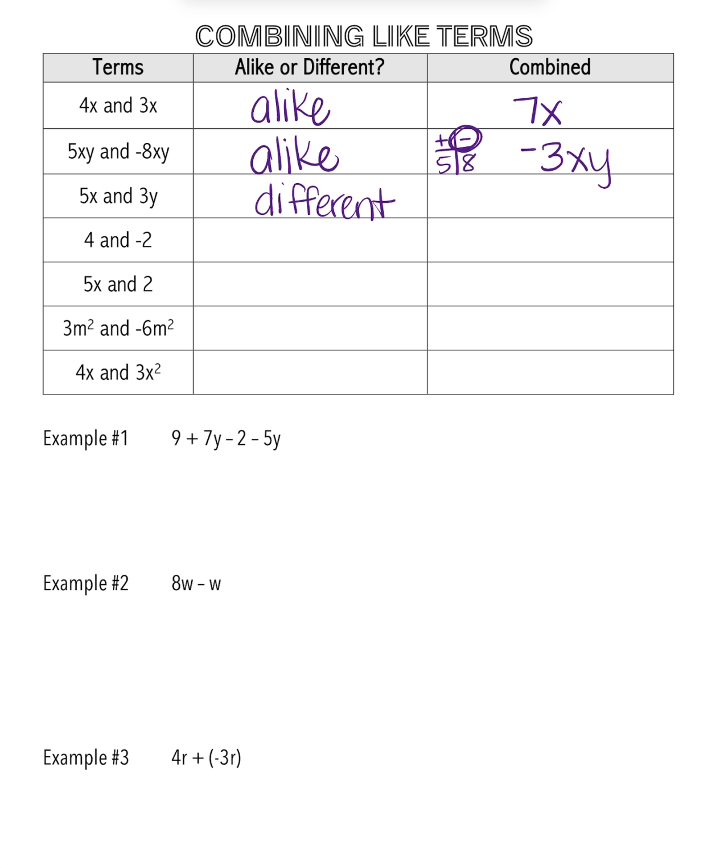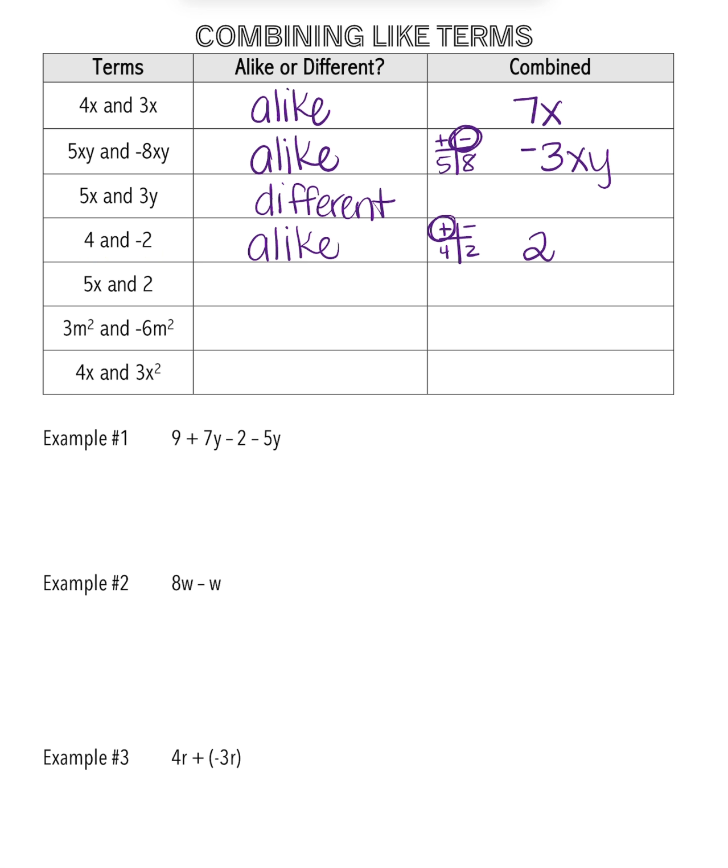All right, our next numbers are just regular old numbers, right? We have a 4 and we have a negative 2, and we've been combining those since last year in 6th grade. So these are in fact alike because they are both just basic numbers. And so I know that one of them is positive and one is negative, so I need my positive negative table. I know that team positive is going to win because 4 is greater and they're different, so I'm going to subtract. 4 minus 2 is 2. There's no letter because there was no letter on my original numbers.